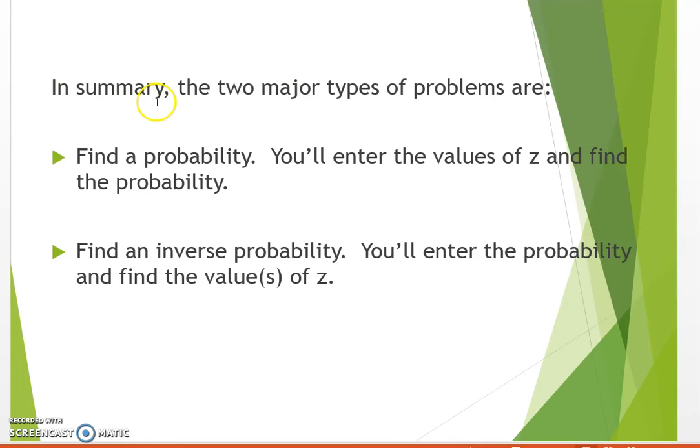In summary, the two major types of problems that we have been looking at are, first, find a probability: you enter the value of z and find the probability. The other type is find an inverse probability: you enter the probability and find the value of z. Both can be done in StatCrunch using that window.